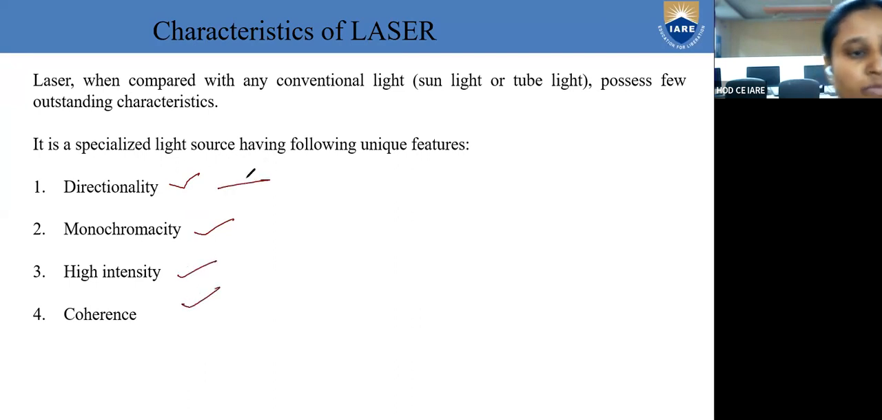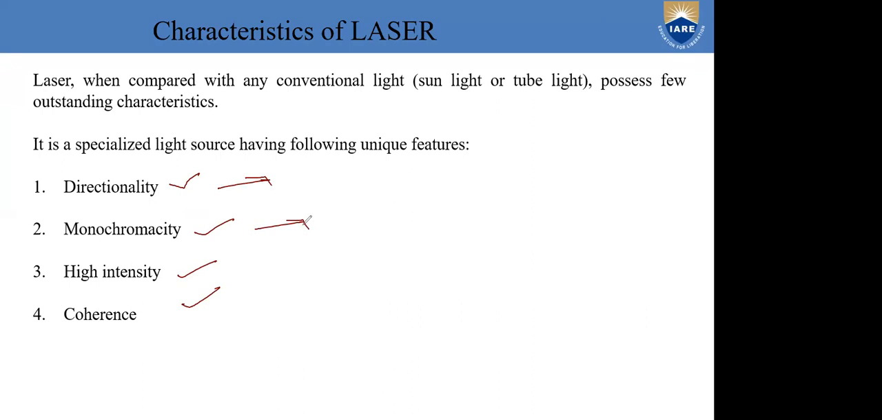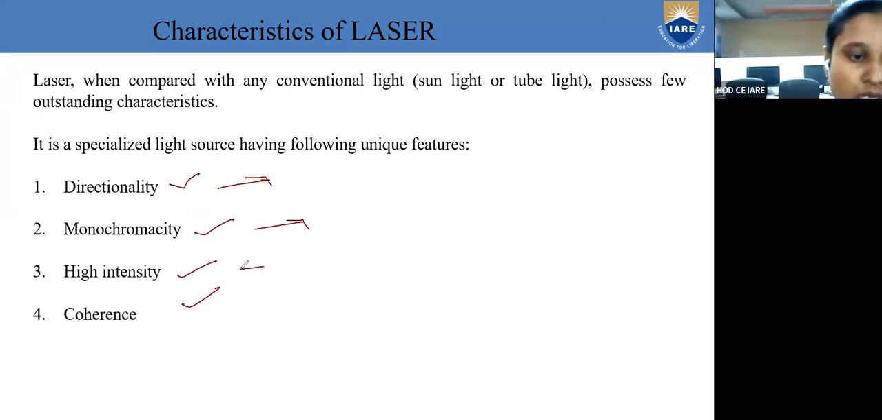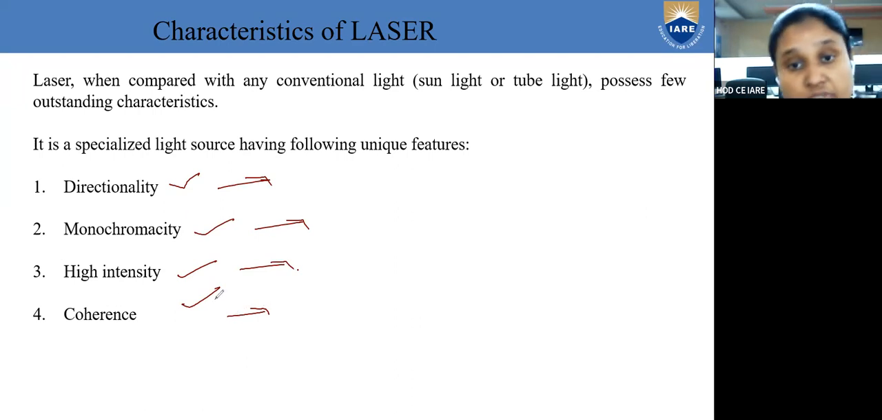What do you mean by directionality? All beams of laser light travel in a single direction. What is monochromaticity? It exhibits a single wavelength, or the line width is very, very small. Highly intense means the number of photons emitted per unit area per second is large. And coherent means that if you take two light beams of laser light, they have either zero or constant phase difference between them. So these are the characteristics of laser.